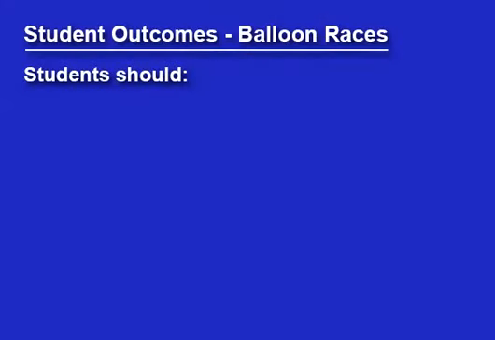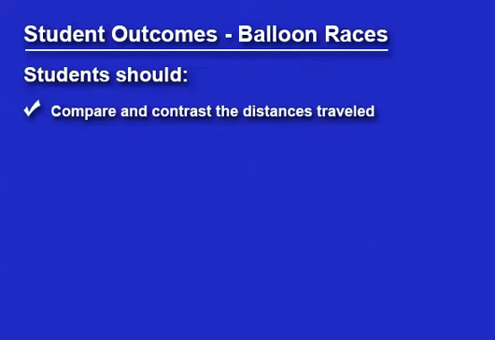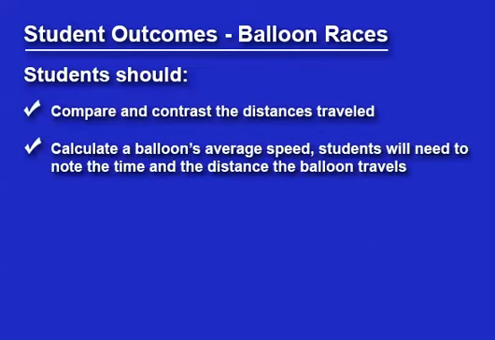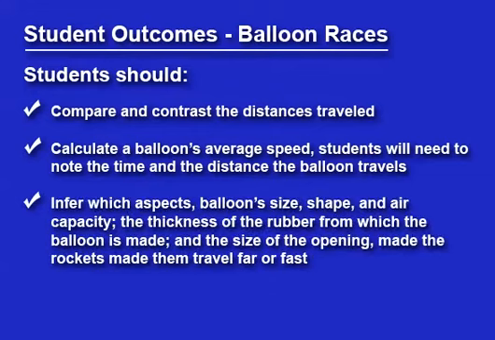Good. Thank you. In the balloon races lab, students should compare and contrast the distances traveled, calculate a balloon's average speed by noting the time and the distance the balloon travels, and infer which aspects, balloon size, shape, and air capacity, the thickness of the rubber from which the balloon is made, and the size of the opening, made the rockets travel far or fast.